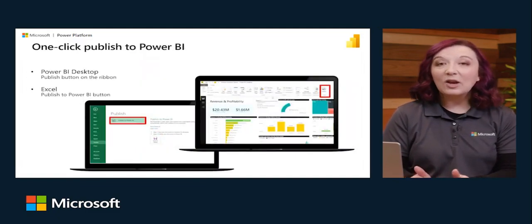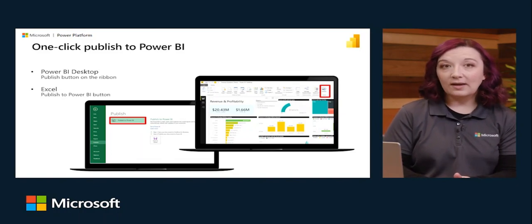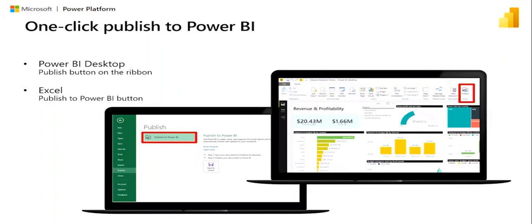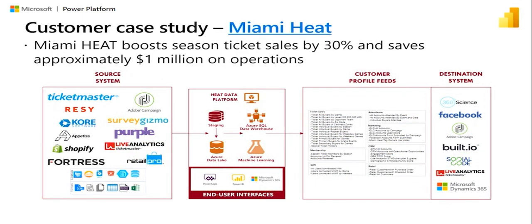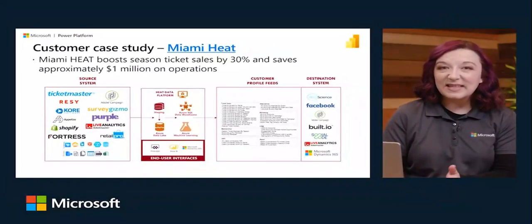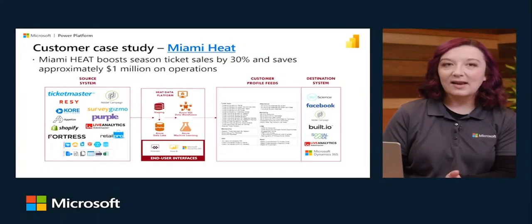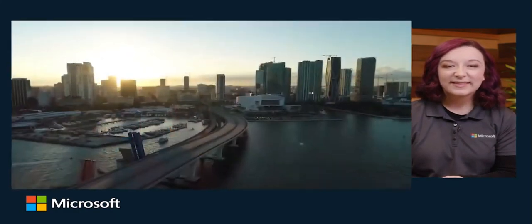Both Excel and Power BI Desktop are seamlessly integrated with the Power BI service. That means that you can publish and refresh your live spreadsheets and reports with a single click. This results in ease of access for business users across your organization. So, let's see how the Miami Heat, a basketball team for the NBA, was able to boost their season ticket sales by 30%, saving approximately $1 million on operations.